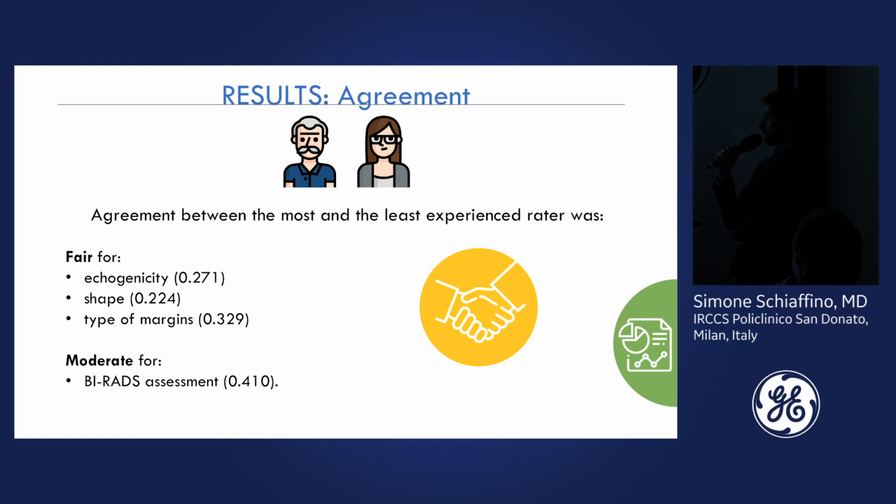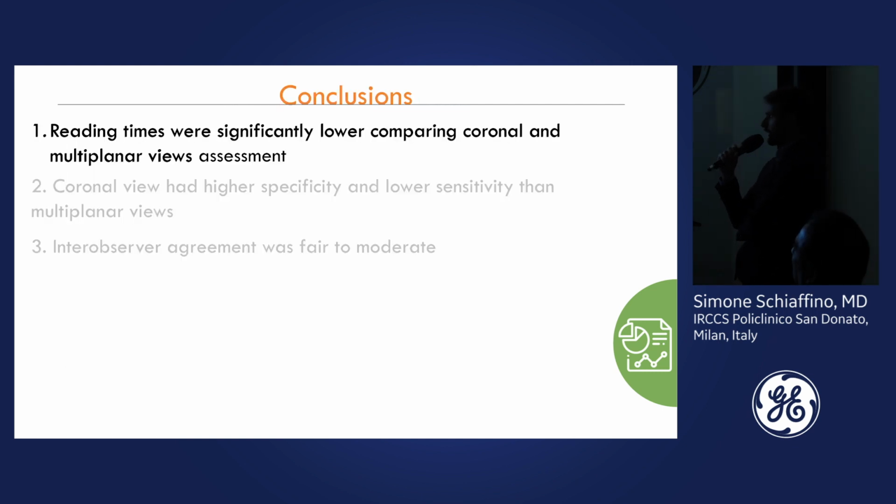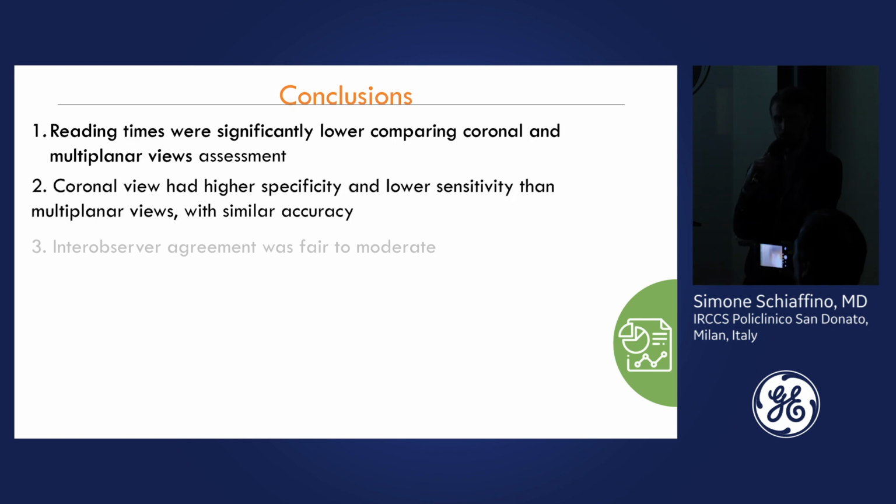Using Cohen's kappa statistics, we tested the agreement between the most and least experienced rater, and it was fair for echogenicity, shape, and type of margins, and moderate for the BI-RADS assessment using the weighted Cohen's kappa. Using Bland-Altman analysis, we found significant agreement for the assessment of the maximum diameter of the lesions on the coronal view alone. The conclusions of the study were that the reading times were significantly lower for the coronal view compared to the multiplanar views, and we can say that they were very quick. The coronal view had higher specificity and lower sensitivity than multiplanar views with similar accuracy, and inter-observer agreement was fair to moderate and significant for the Bland-Altman analysis.